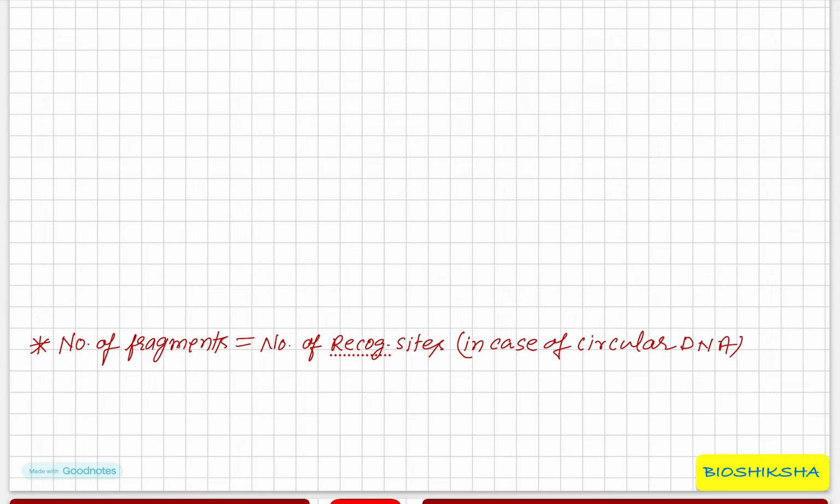So what is a circular DNA? Say for example, this DNA has both the ends joined. This DNA is called what? Circular. So one cut will produce only 1 fragment. If 2 cuts, it will produce 2 fragments. So like that. You should remember, circular DNA means the ends are joined.